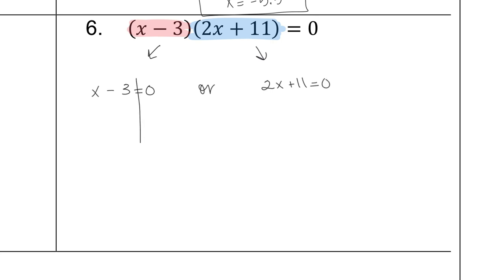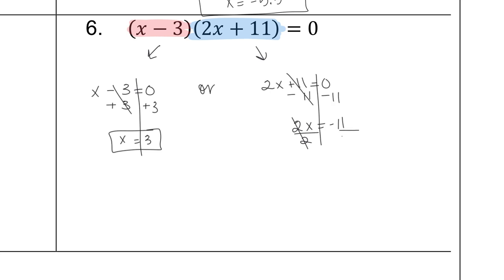So for that first equation, to solve it, again, add 3. So either x equals 3, or we can solve this other one, which we've done before also. 2x equals negative 11. Divide by 2. x equals negative 5.5. So those are my two answers: either x equals 3 or x equals negative 5.5.